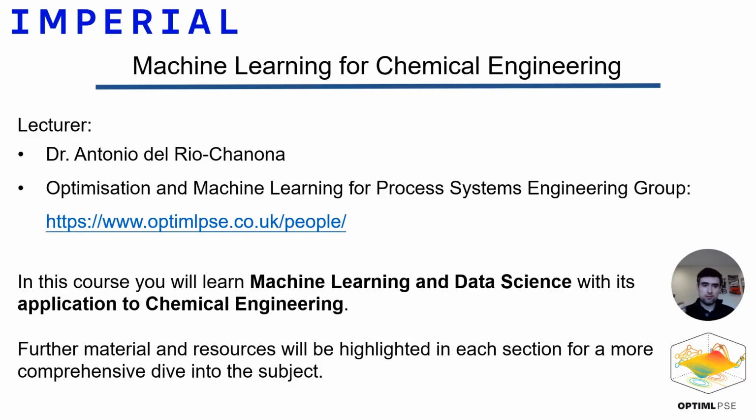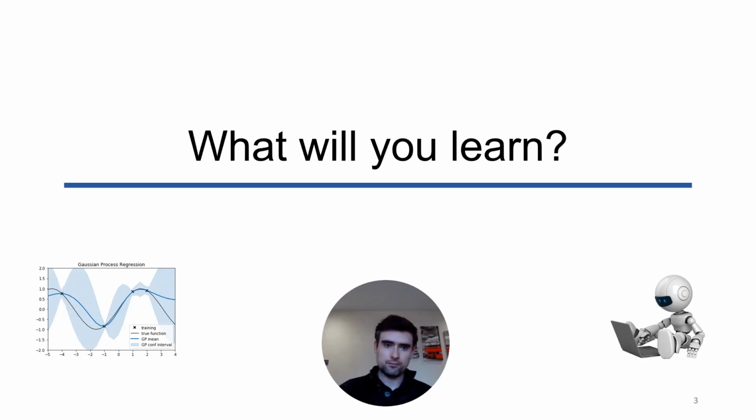Now, the idea is that in this course, you will learn about machine learning and data science and how this can be applied to general engineering, but also specifically to chemical engineering. Throughout the course, we'll be looking at many different types of machine learning algorithms, methods, and so on. And throughout, we'll have some further study material in case you want to dive deeper into some specific parts of the course. So briefly, let's go through what you will learn throughout the course.